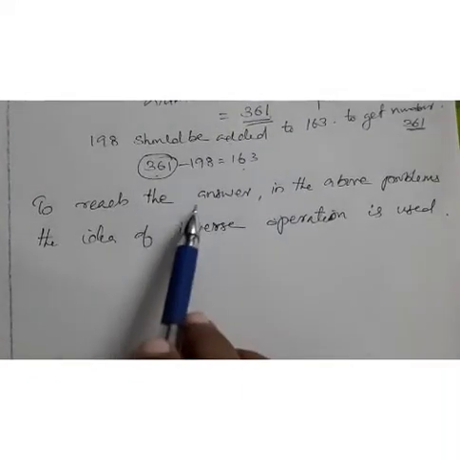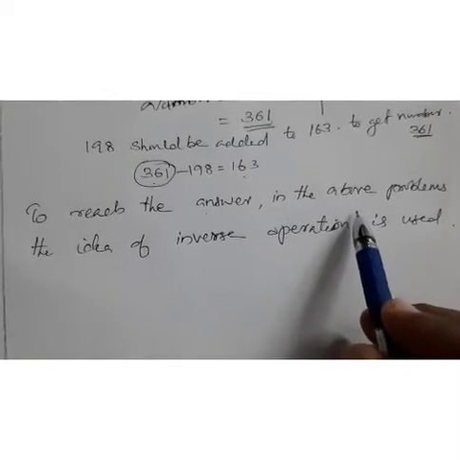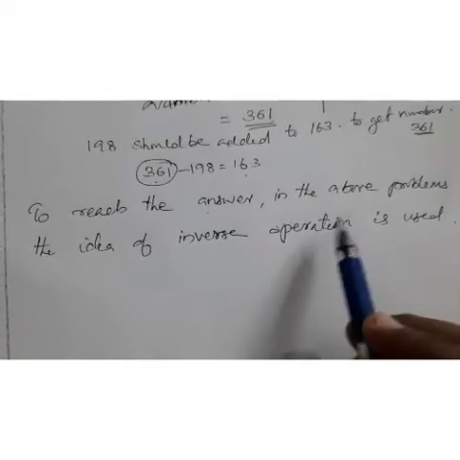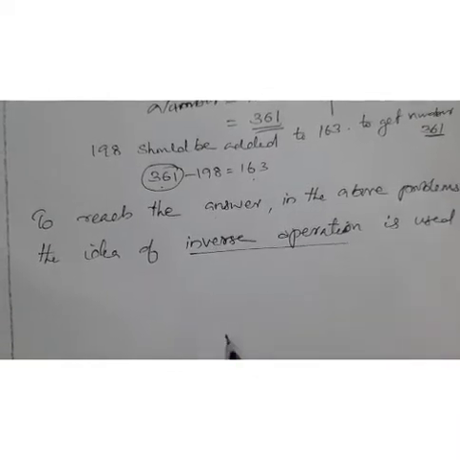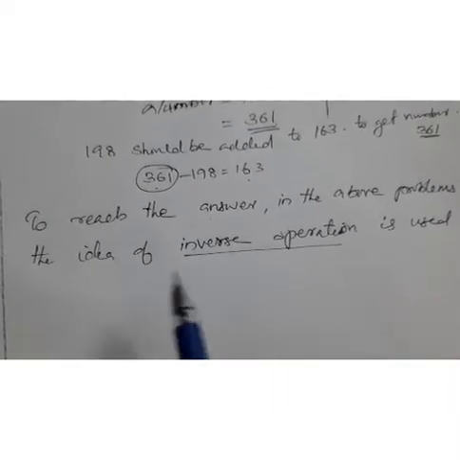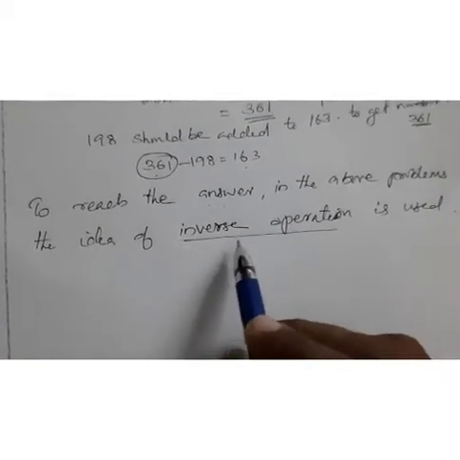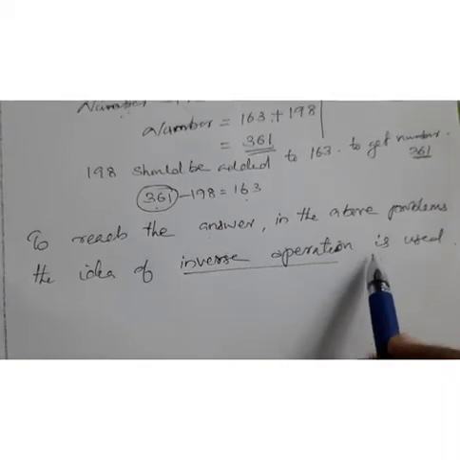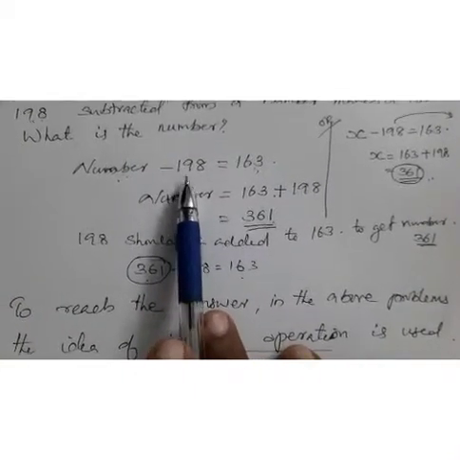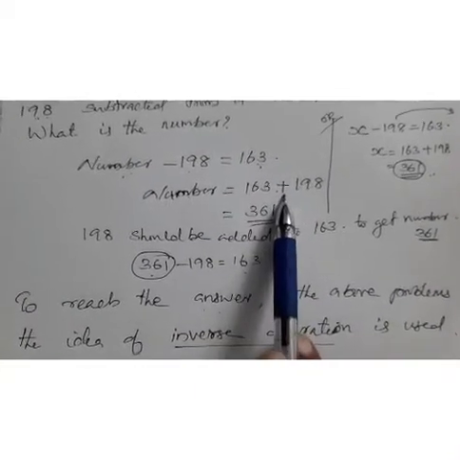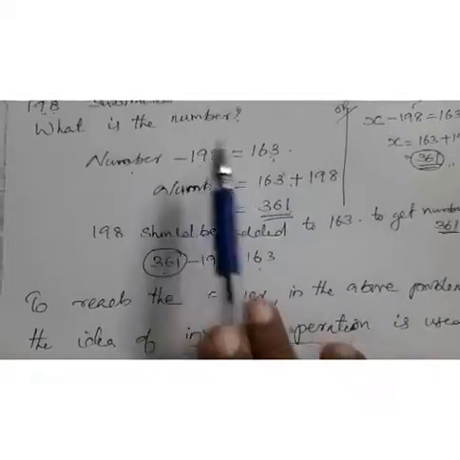To reach the answer in the above problems, instead of subtraction we have done addition. That means the inverse operation we have done. To reach the answer in the above problems, the idea of inverse operation is used. That means here subtraction is used. Instead of subtraction we can add the number. So that is the inverse operation. The inverse of subtraction is addition.